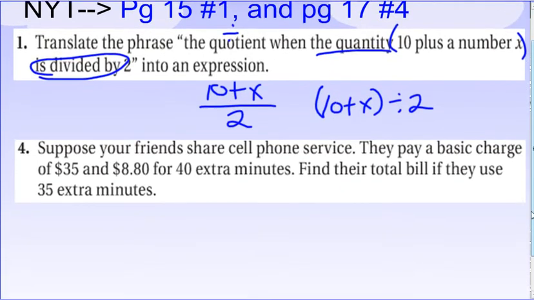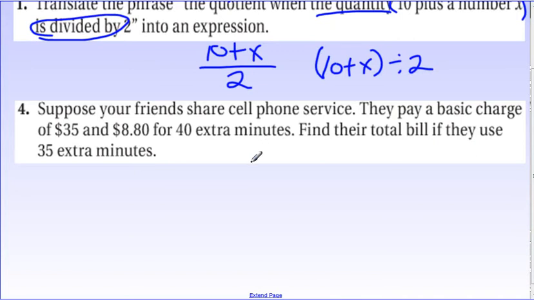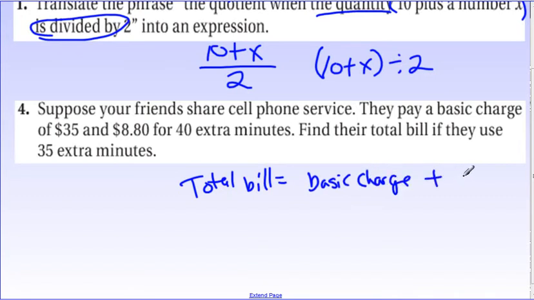Number 4. Suppose your friends share cell phone service. They pay a basic charge of $35 and $8.80 for 40 extra minutes. Find their total bill if they use 35 extra minutes. All right, so the total bill is what? What do they have to pay for? They have to pay the $35, so the basic charge, plus extra minutes. And in this problem, they paid for 35 extra minutes.